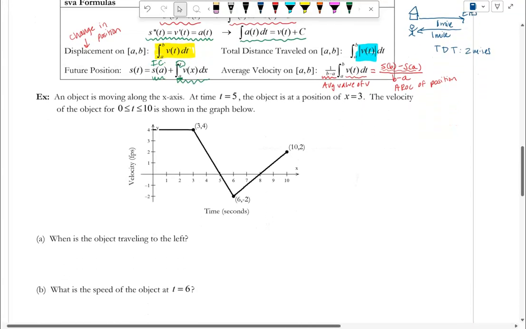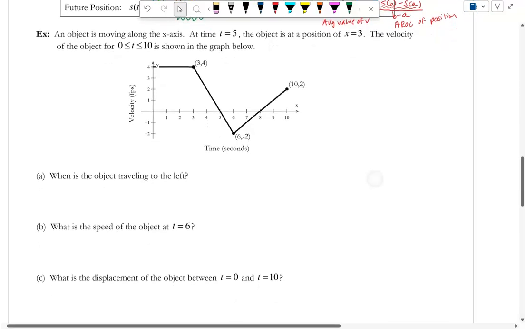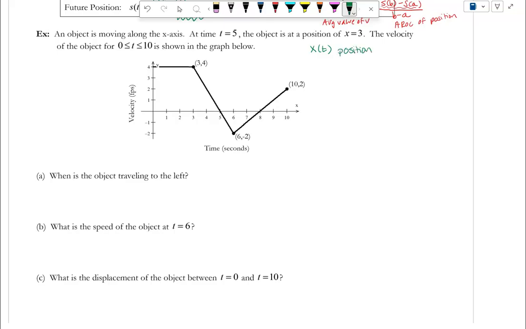All right, let's consider this example where an object is moving along the x-axis. At time t equals 5, the object is at a position of x equals 3. Because we're calling this x, I'm going to think of my function as x of t, not s of t. So this is going to be my position function, and what we're being given is that x of 5 equals 3. Again, I can consider this like an initial condition, even though it's not x of 0. We're also told that the velocity is shown below in the graph, so our graph is velocity, presumably in feet per second.